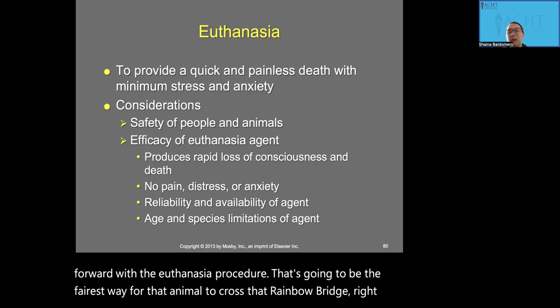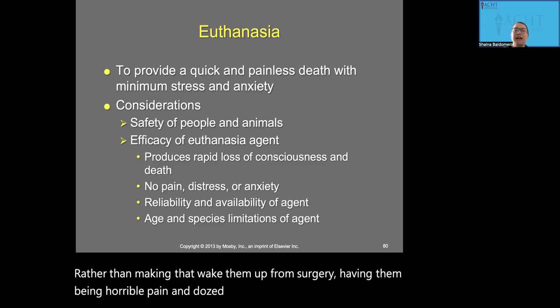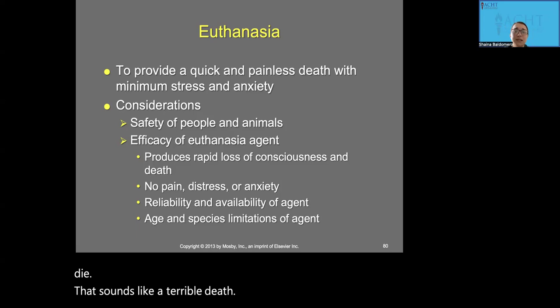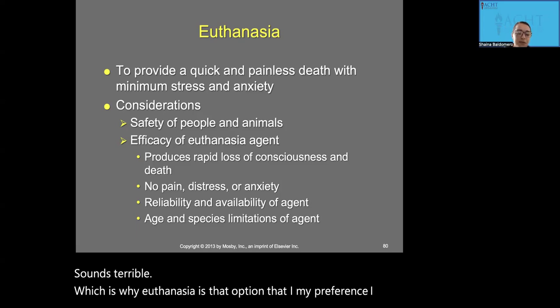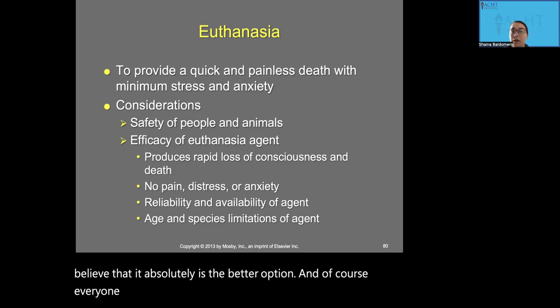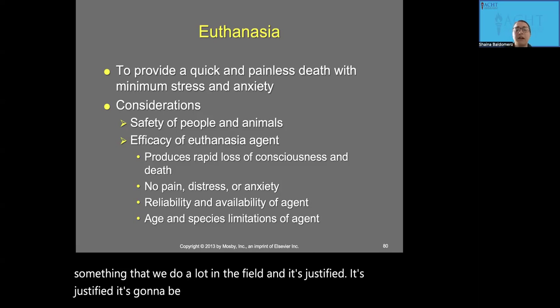Rather than wake them up from surgery, having them be in horrible pain and dozed out on drugs until they naturally die. That sounds like a terrible death. It sounds terrible. Which is why euthanasia is that option. My preference, I believe that it absolutely is the better option. And of course, everyone's entitled to their own opinion about it. But remember, it's something that we do a lot in the field, and it's justified. It's going to be performed by the veterinarian that you're working with.